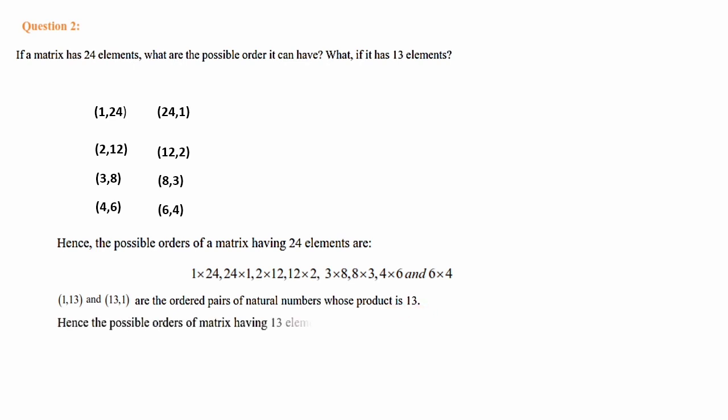We have discussed before. So the possible orders of a matrix having 13 elements are 1 by 13 and 13 by 1, because these are the only two pairs which make the product 13. So the possible orders are 1 by 13 and 13 by 1. Next, we shall discuss question number 3.